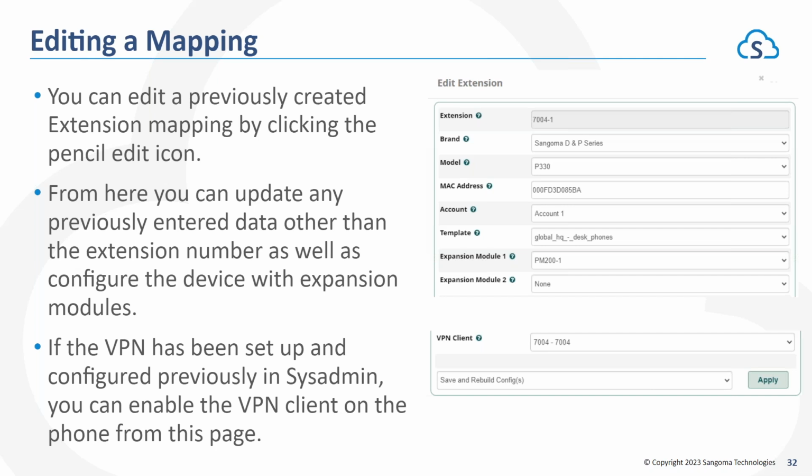If you have a VPN set up and configured in System Admin, here is where you would enable VPN for the phone, selecting the appropriate VPN client that's already been configured previously. When you save this configuration and force your phone to reprovision, it will configure itself automatically to register first as a VPN client to the PBX and then use the private VPN IP for all communications to the PBX from that point.